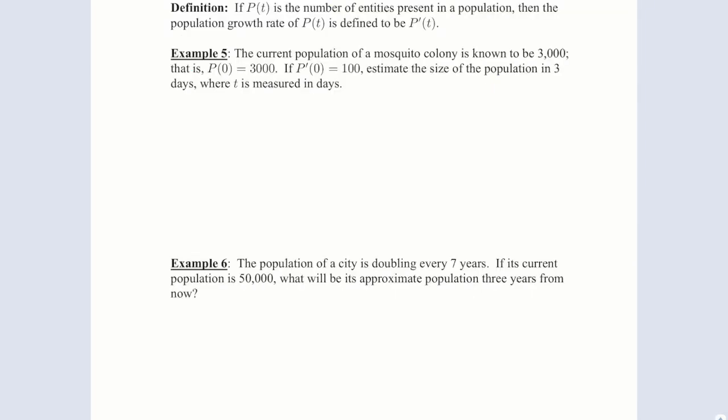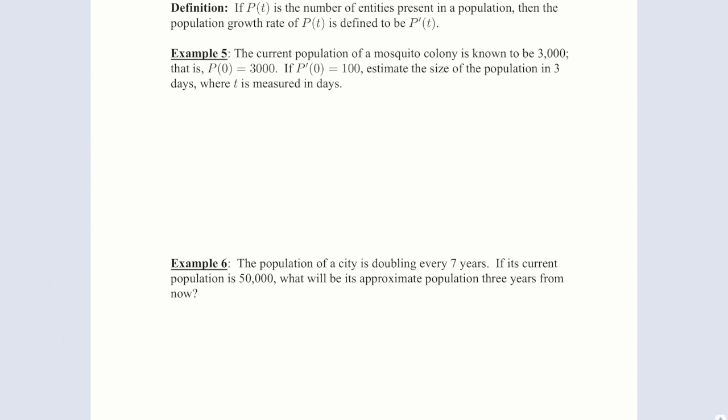Next, we'll move on to some examples that involve questions about population growth and estimating future population. So just a definition, if P of t is the number of entities present in a population, then the population growth rate of that population is defined to be the derivative of the population function.